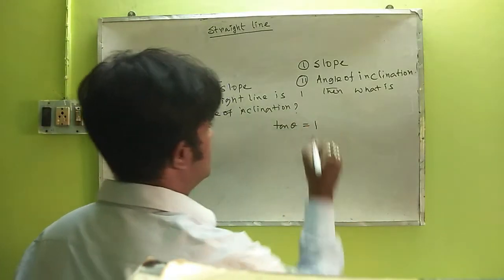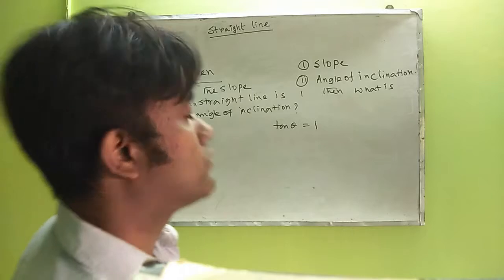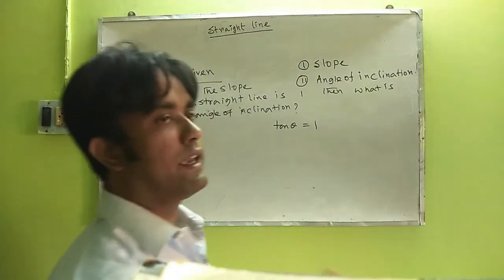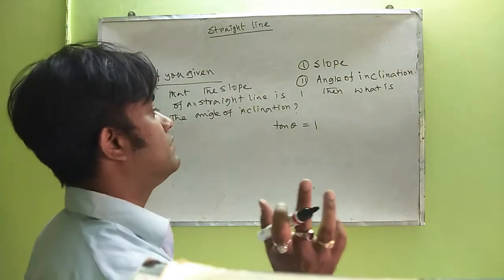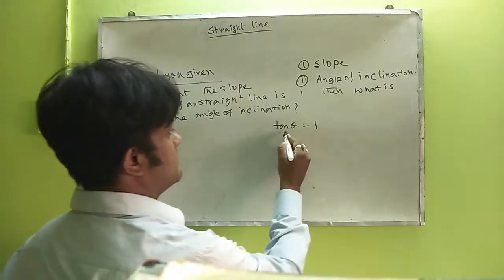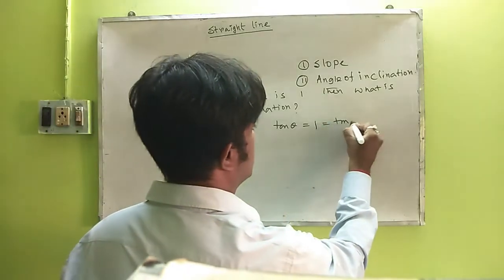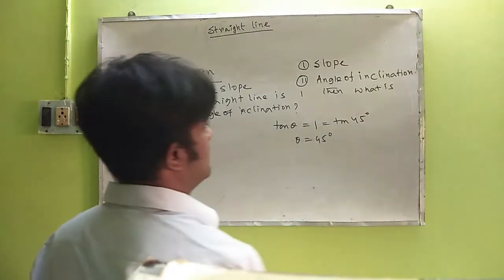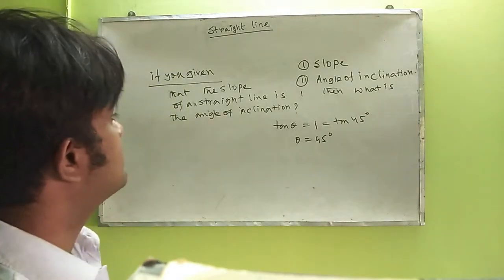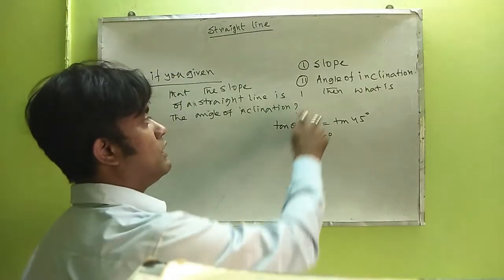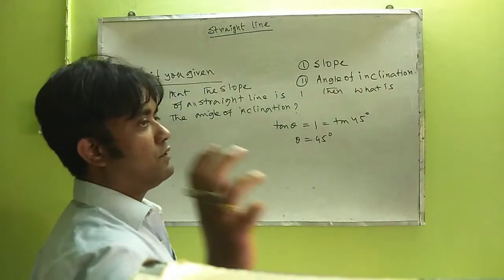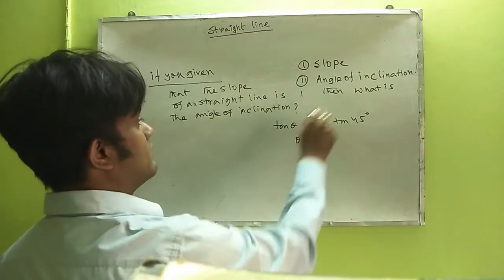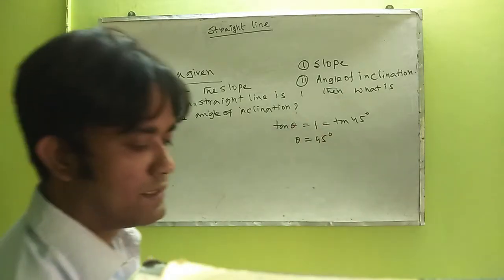tan theta is equal to 1. As we know, the slope of a straight line is m, which is defined by tan theta. That is, tan theta is equal to 1. Tan 45 is 1, so theta is equal to 45. So you have to know the formula of slope and you have to know what is angle of inclination. This theta is the angle of inclination.